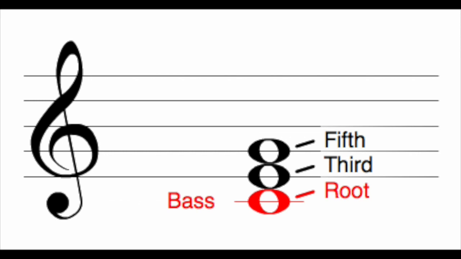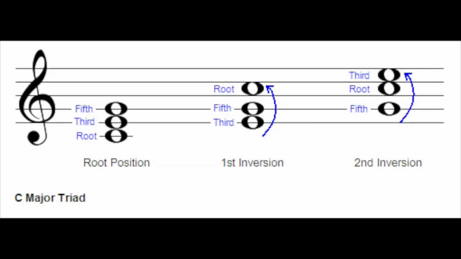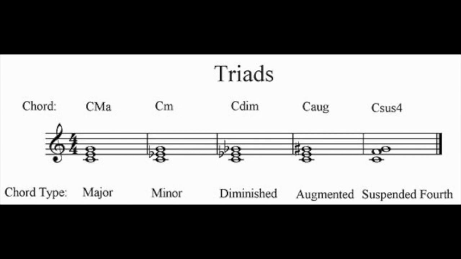Triads can be inverted by moving the lowest note up an octave. The lowest note, also called the bass note, determines the name of the inversion. When the lowest note is the root of the chord, the triad is in root position. When the lowest note is the third of the chord, the triad is in first inversion. And when the lowest note is the fifth of the chord, the triad is in second inversion. There are quite a few types of musical triads, such as major, minor, diminished, augmented, and sus chord triads.